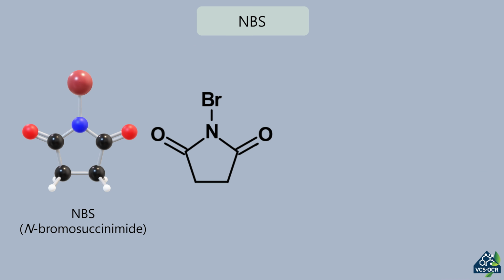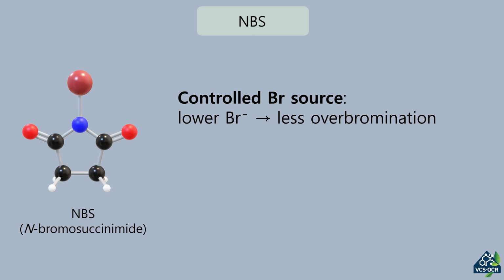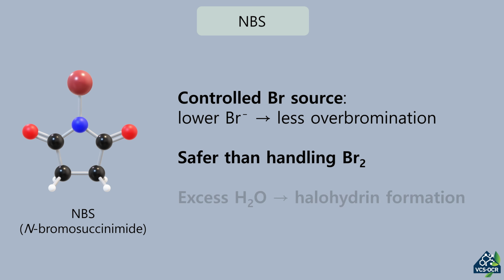NBS, which stands for N-bromosuccinimide, is used as a controllable source of electrophilic Br, replacing volatile Br2. NBS releases small amounts of Br2 in situ. This controlled release reduces handling hazards and lowers free bromide concentration, helping to suppress unwanted overbromination. Pairing NBS with a large excess of nucleophilic H2O ensures the solvent outcompetes bromide ion and favors halohydrin as the major product.